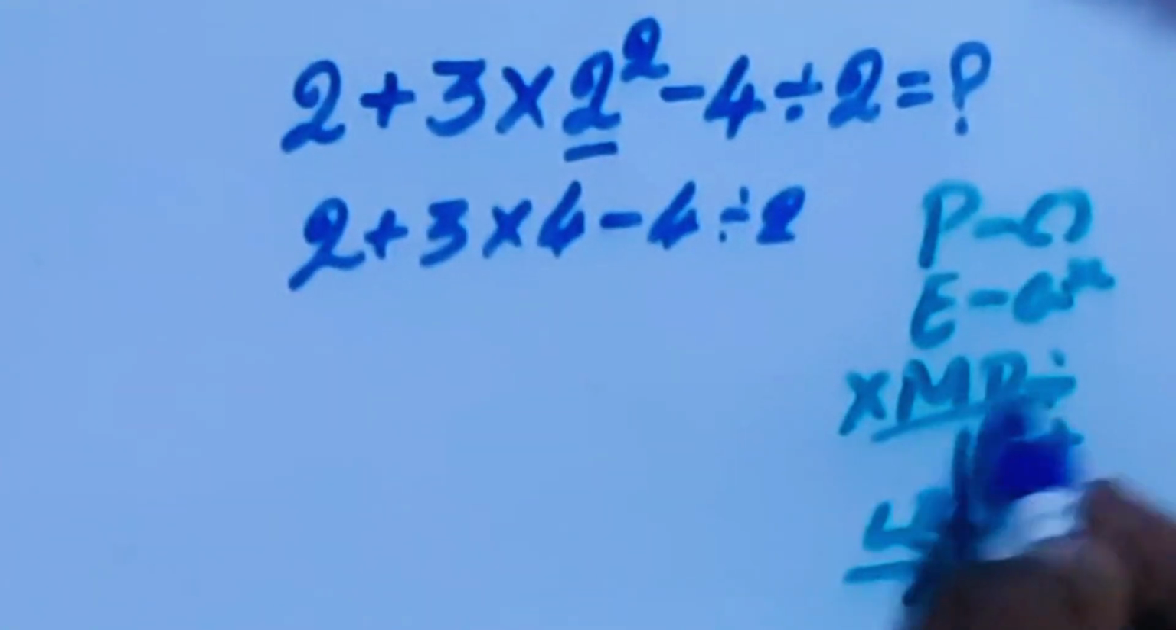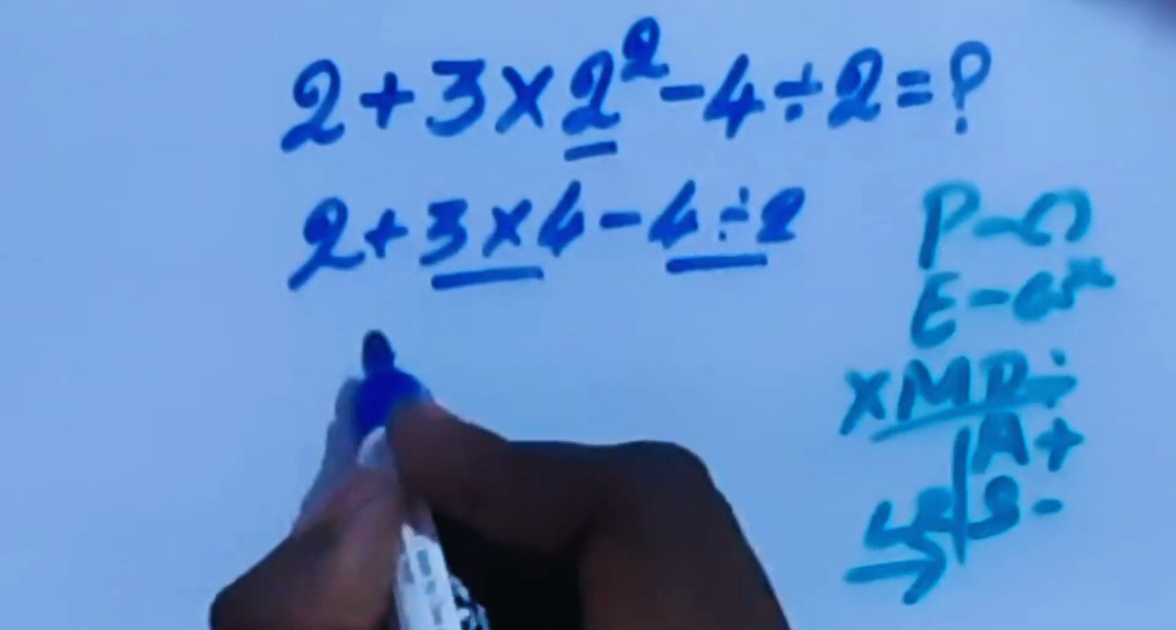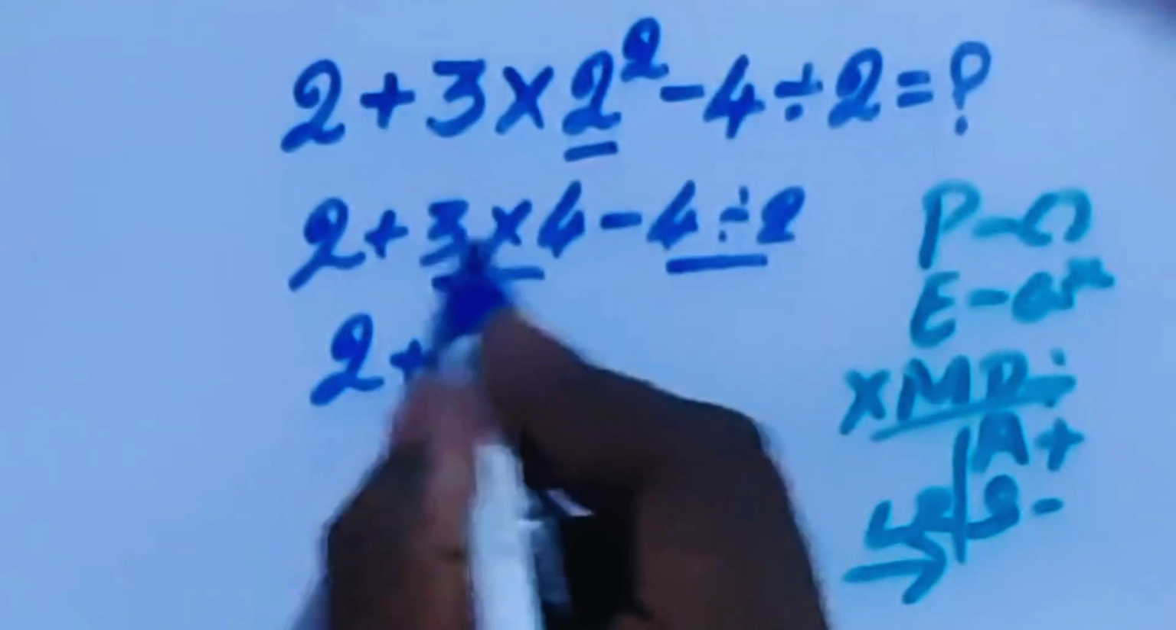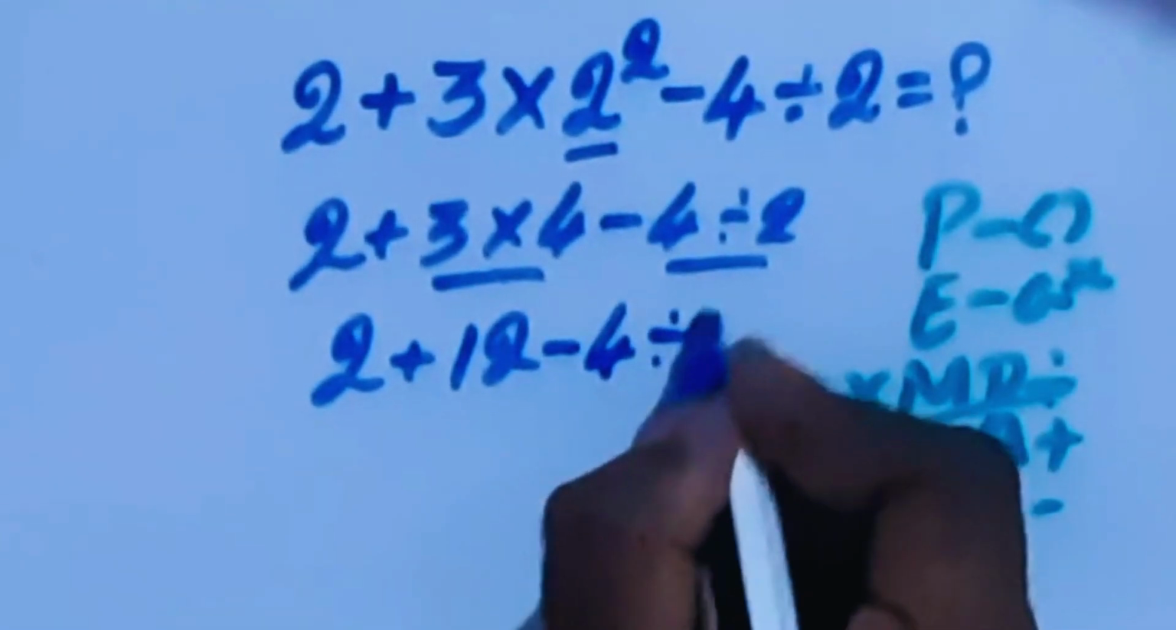The next priority is multiplication and division. So we have to do this multiplication and division before this addition and subtraction here. 2 plus here 3 times 4 is 12 minus 4 divided by 2.